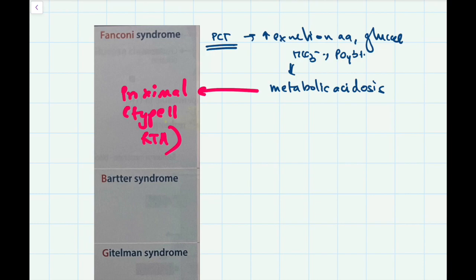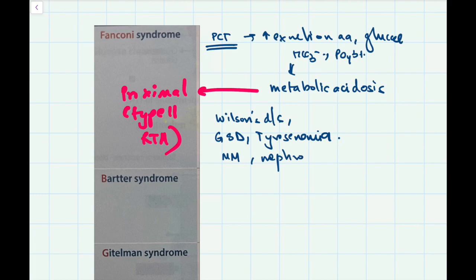It is caused by hereditary defects like Wilson's disease, glycogen storage diseases, and tyrosinemia. It is also associated with multiple myeloma and use of nephrotoxic drugs like ifosfamide and cisplatin, both of which are anti-cancer drugs. Lead poisoning can also be a cause.